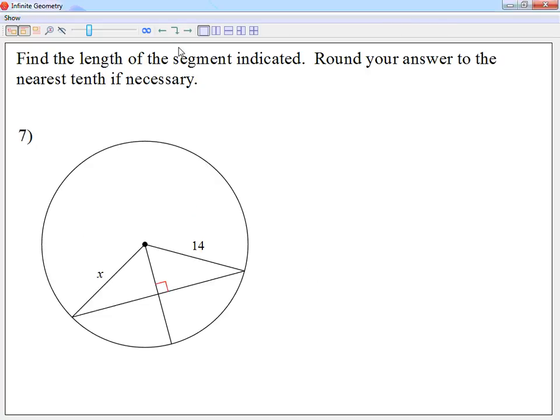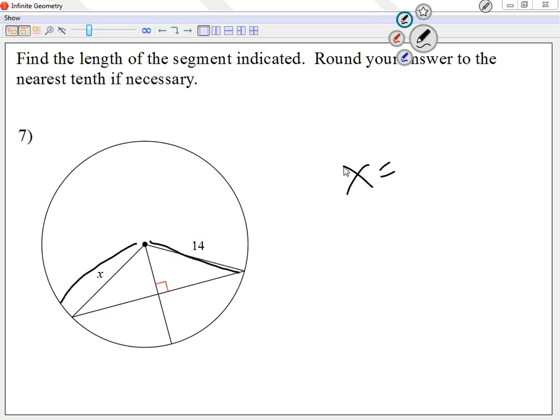Let's take a look at number 7. x is a radius, right? Because it starts at the center of the circle all the way through. 14 is also a radius. So x equals what? 14. Perfect.